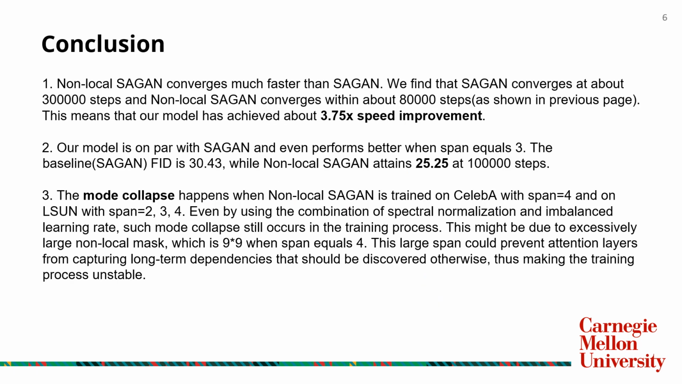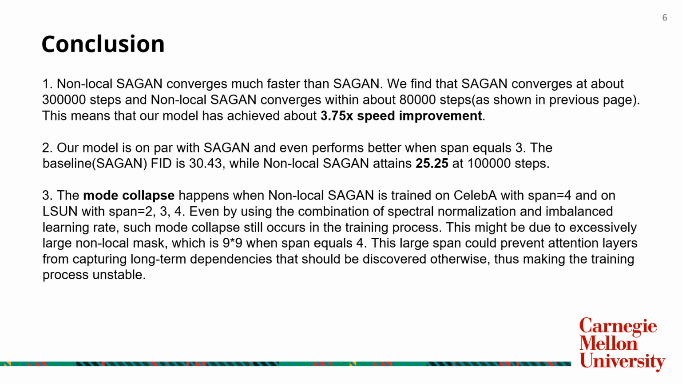In the end, I'd like to make a conclusion for our non-local SAGN. Firstly, non-local SAGN converges much faster than SAGN. We find that the original model converges at about 300,000 steps, and our model converges within about 80,000 steps, as shown in the previous page. This means that our model has achieved about 3.75 times speed improvement.